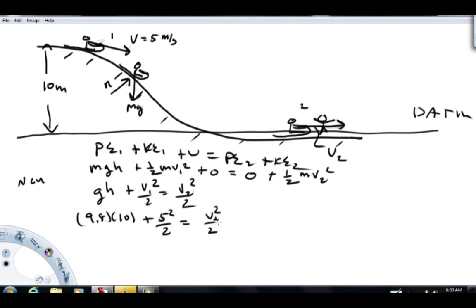Now if we go ahead and calculate this, 9.8 times 10 plus 5 squared over 2, I get 110.5 equals v squared over 2. And then if you multiply by 2 and square root it, I get about 15 meters per second for the speed at the bottom.